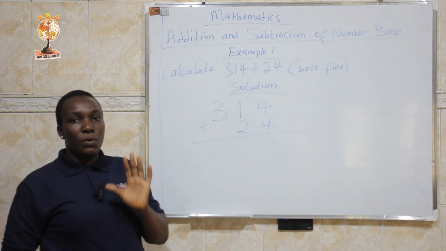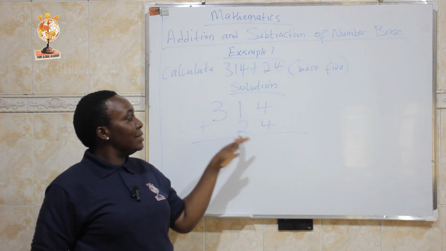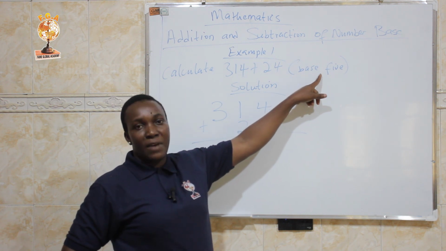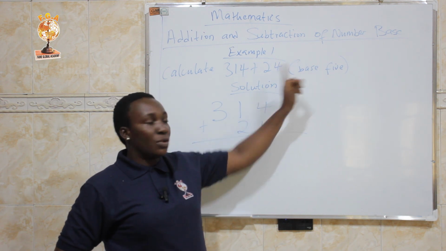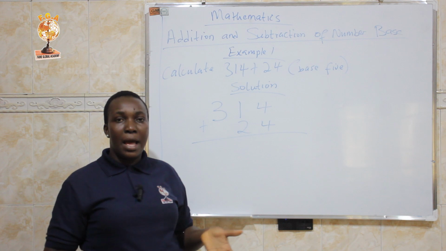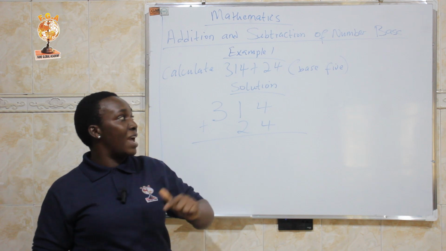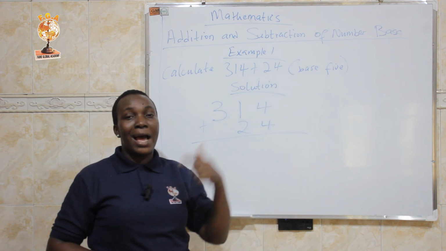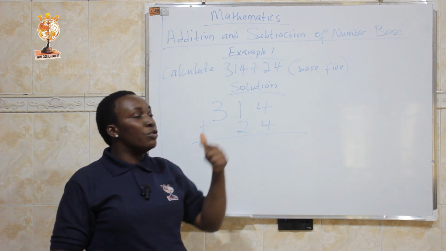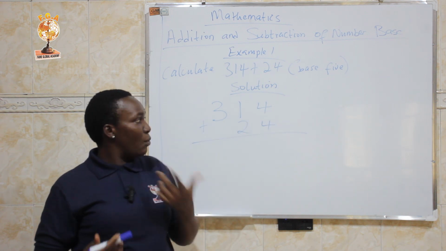Now, like what I was explaining, whatever you're going to add here, your answer must not be up to 5, because you are working in base 5. So it is the base that tells us what to write here. If you add two numbers together and you get more than 5, it means you are going to subtract that 5, which is the base, from the number. The remainder is what you write here as your answer, while the one you subtracted, you carry to this other side as 1. Now what do I mean by that?